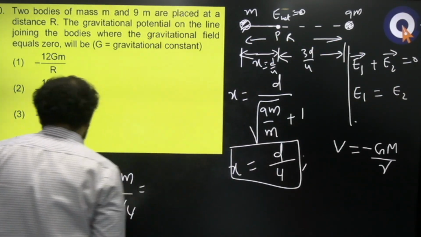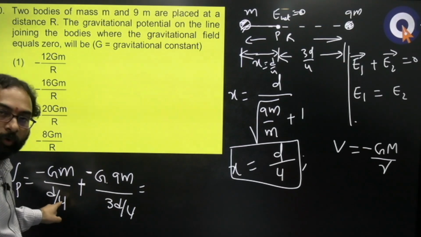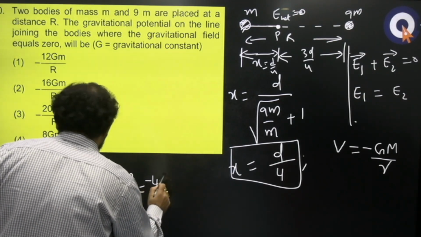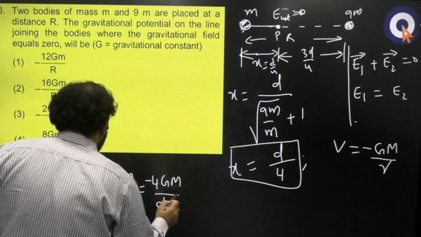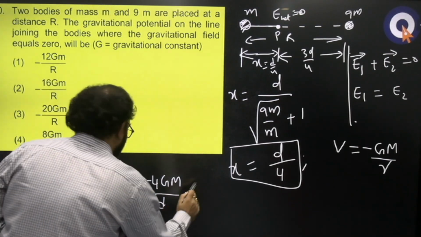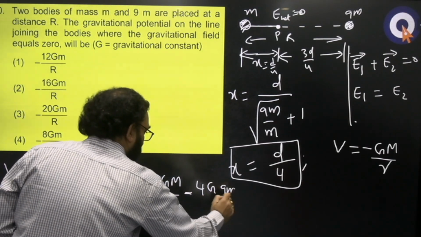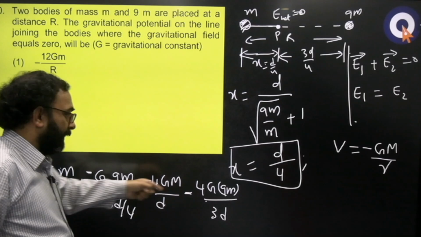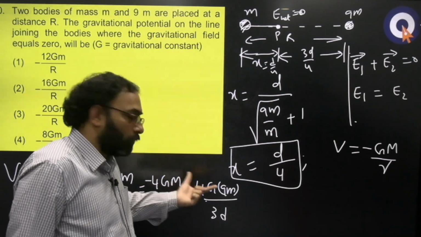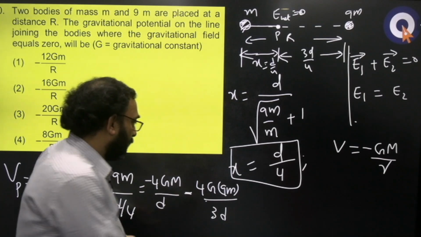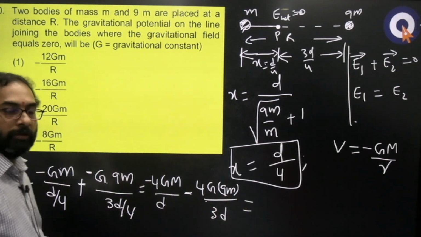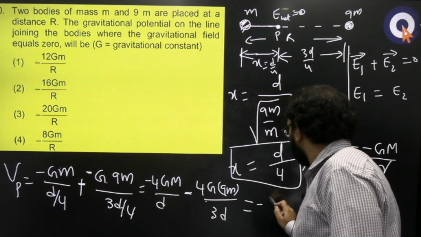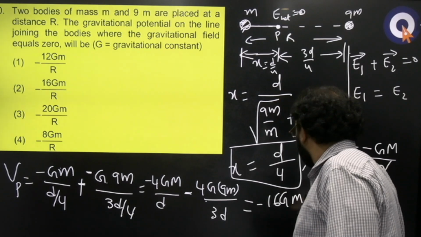So now you can calculate it. This 4 will shift to the numerator. So minus 4Gm by d, minus 4G into 9m by 3d, and you need to simplify. You have to do the LCM and calculate it and get the final potential. The final potential you will be getting as the conclusion is minus 16 Gm by R.